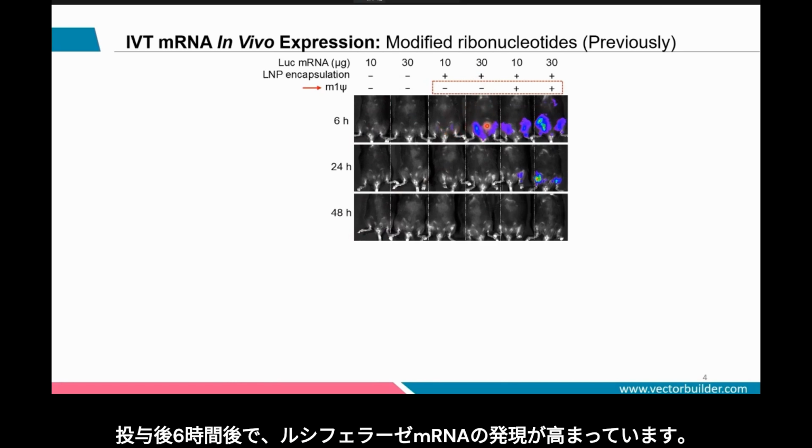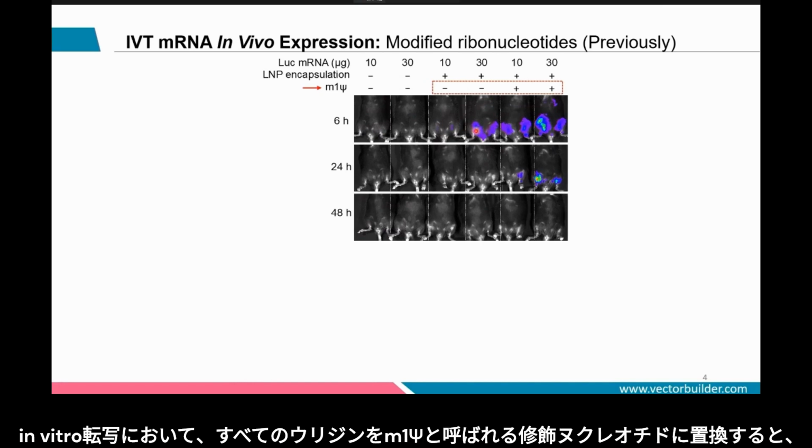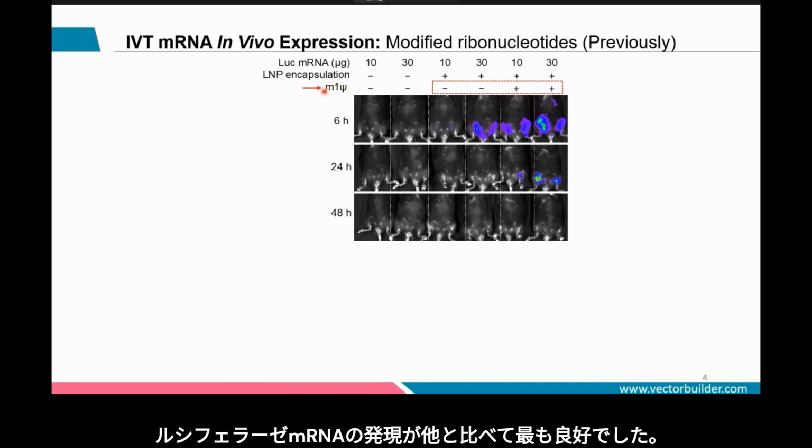To further boost the expression of the luciferase mRNA, we use a modified nucleotide called M1 pseudouridine to substitute all the uridine in in vitro transcription. And now we see the best expression of the luciferase mRNA compared to the previous ones.